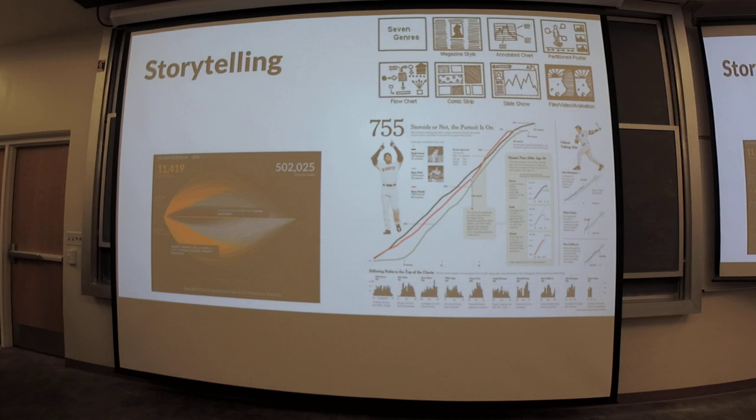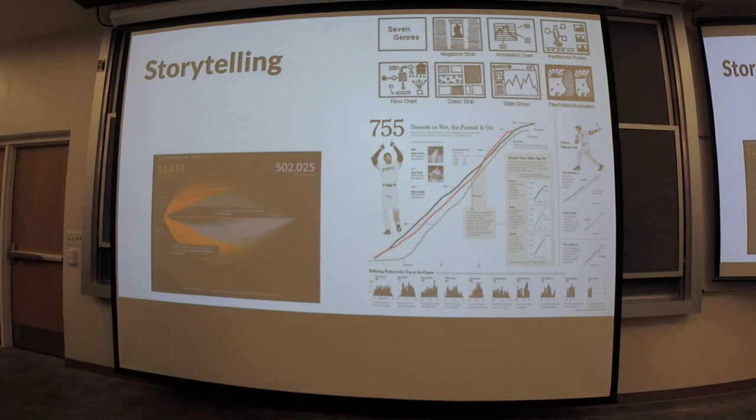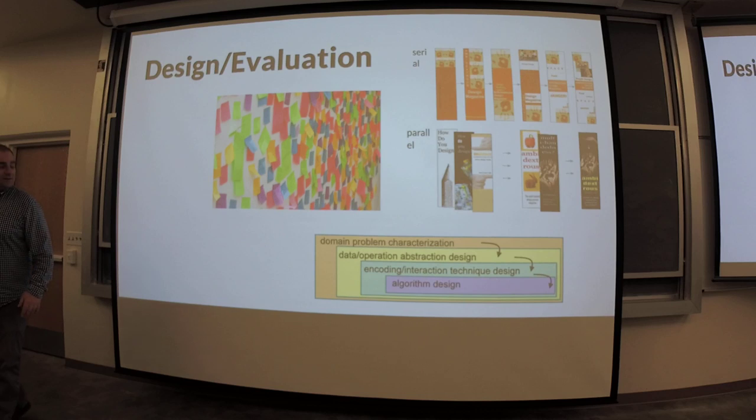We also did talk about storytelling. We had these seven different genres of stories that we identified. We talked a little bit about how a magazine story like this works, what the main story is, and how you can reveal more depth about anything that you want to do. And we then looked at interactive data stories, which are first animated and narrated automatically, and then you have a drill down opportunity to reveal more about the story if you care. We did talk about design methods and evaluation methods.